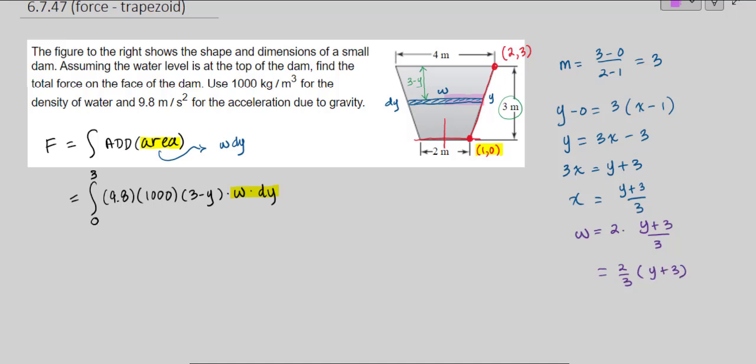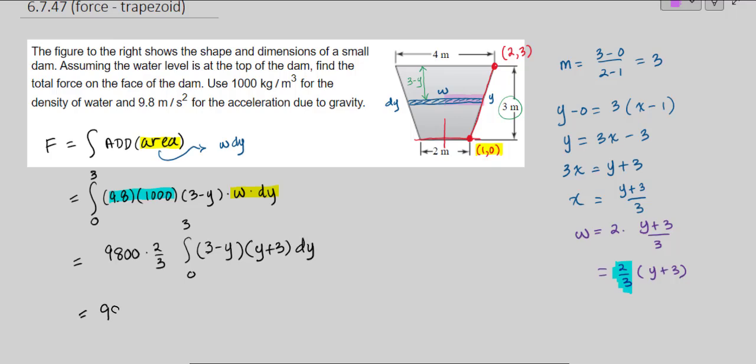And that will drop into our equation over here. So let's clean this up a little bit. So 9,800 to the front. So that's this part right here factored to the front. And then we are going to have the 2/3 also factored to the front. So that 2/3 is coming from w right there. That's coming to the front. And then we have 0 to 3. We have the 3 minus y. And then the part of w that's left is y plus 3. And then we have our differential. So there is our formula for force.